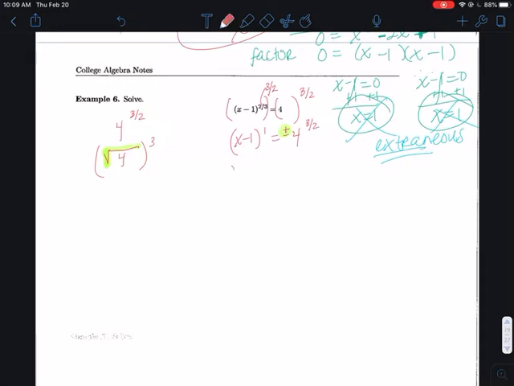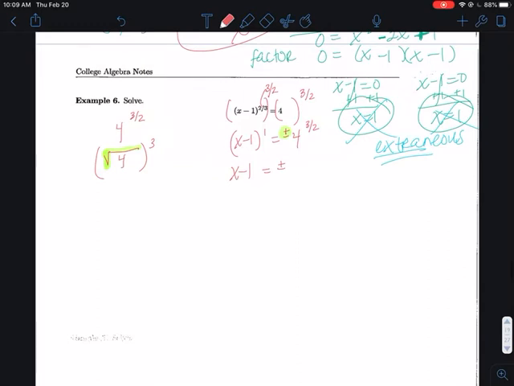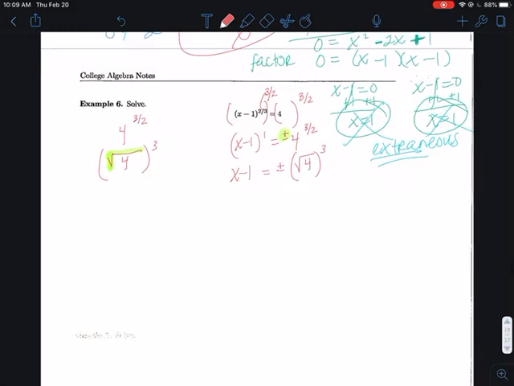So moving forward, this is x minus 1 equals plus or minus, again, 4 to the 3/2 power. This goes back to our first unit. This will be the square root of 4, and then you need to raise that to the 3rd power. So x minus 1 equals plus or minus the square root of 4, which is 2, and I have to raise 2 to the 3rd power. So x minus 1 equals plus or minus 2 to the 3rd power, which is 8.